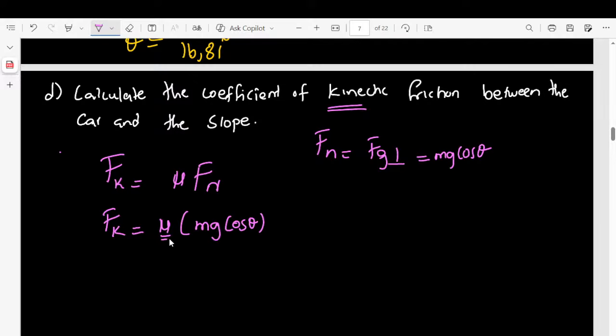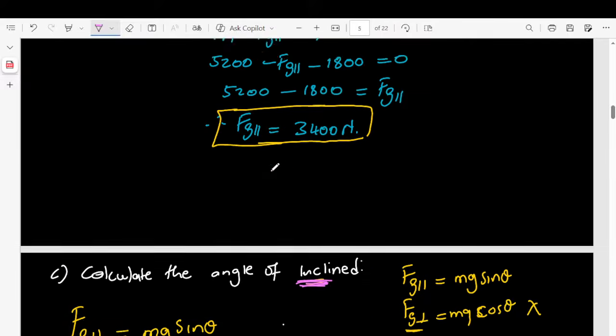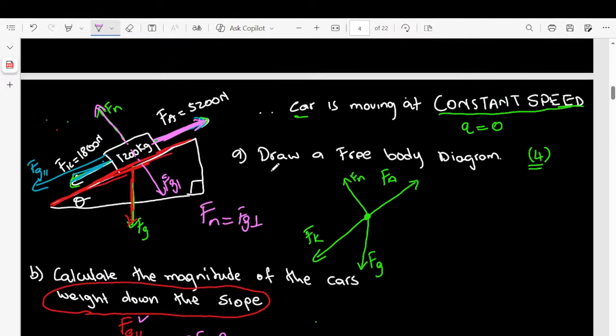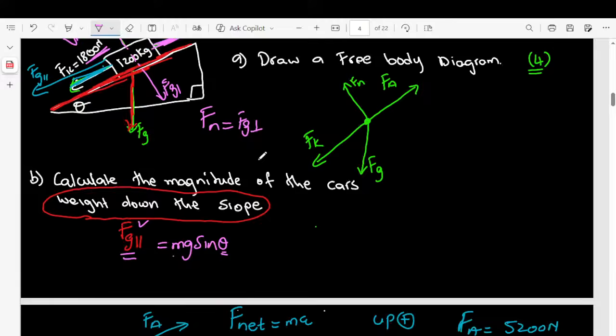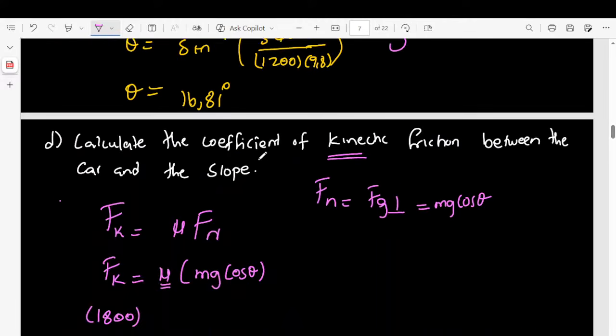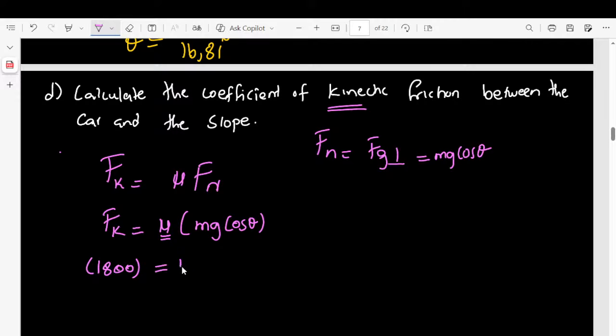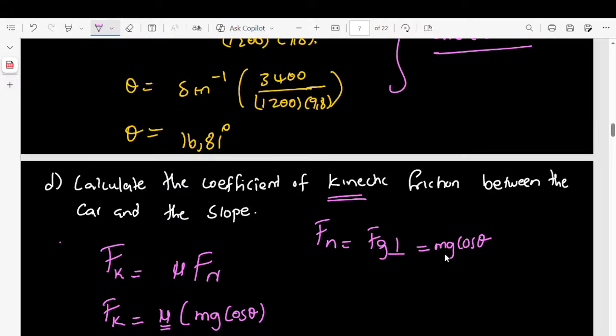So now we are looking for this guy. Let's do the substitution. Remember, Fk was given as 1,800. Let's quickly confirm that. This is my frictional force. It was given as 1,800 newtons. So I'm just going to put it there. It's equal to the coefficient, the mass of the car, which was given as 1,200, and 9.8, the cos of the angle of incline, which was 16.81.